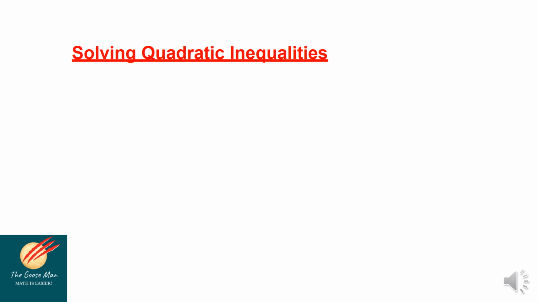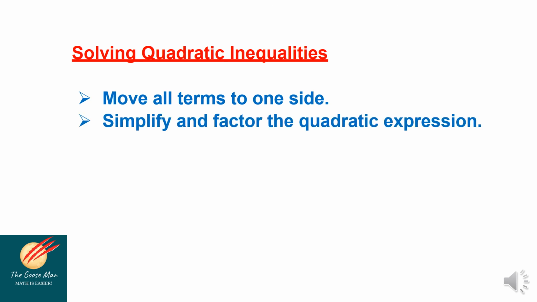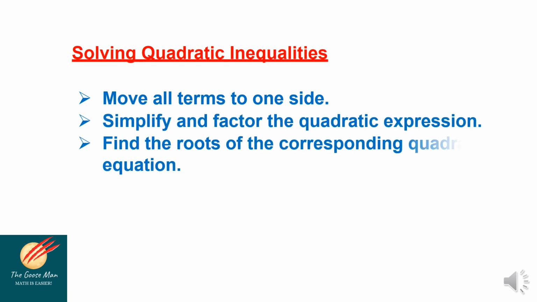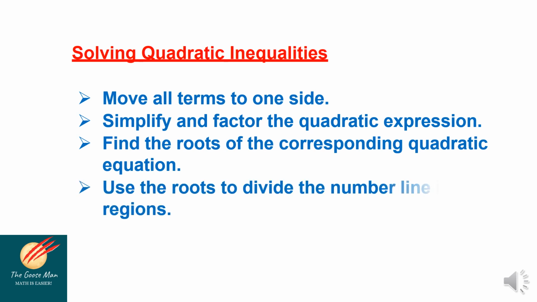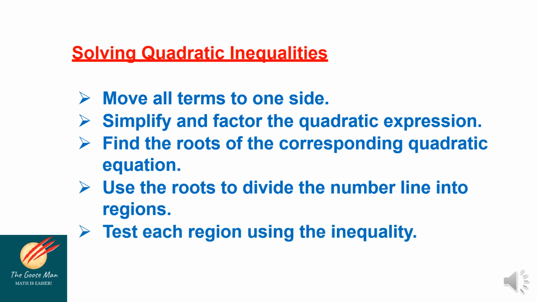To summarize our discussion in solving quadratic inequalities: first, move all terms to one side. Second, simplify and factor the quadratic expression. Third, find the roots of the corresponding quadratic equation. The fourth one is use the roots to divide the number line into regions. The last step is test each region using the inequality.